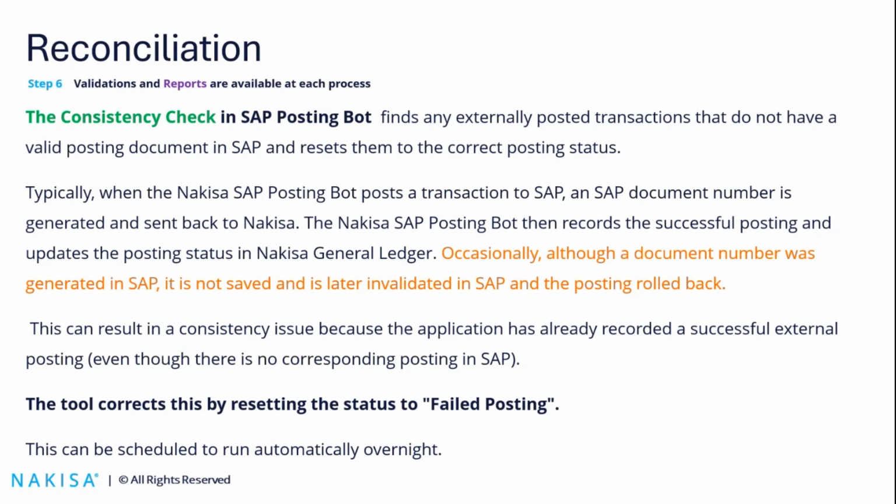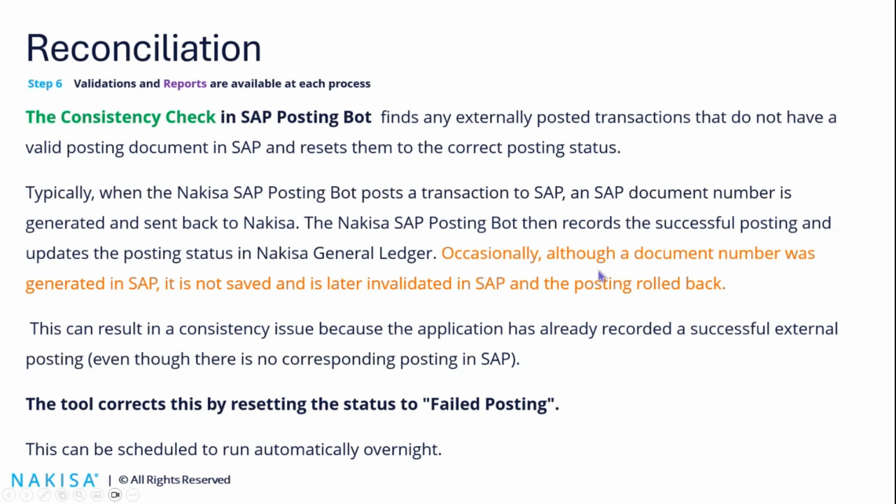In this case, there is not one, and it resets them to the correct posting status. So again, just to mention how it works: the SAP posting bot sends the transaction to SAP. A SAP document number is generated and sent back to Nakisa, and this Nakisa SAP posting bot then records the successful posting and updates the status in the Nakisa General Ledger.